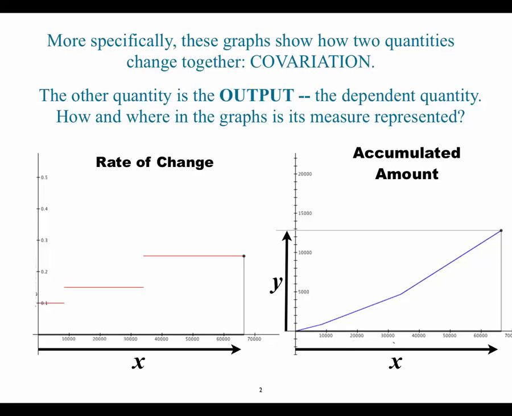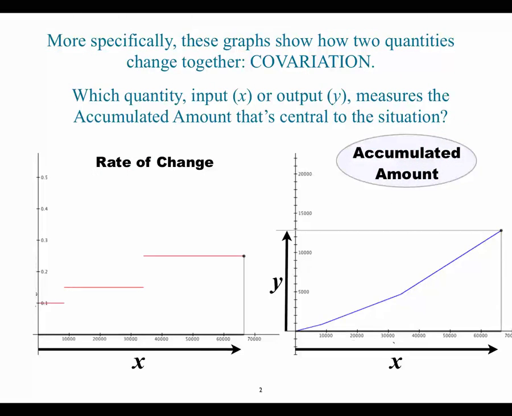So here's a crucial question now. Which quantity, input or output, measures the accumulated amount that's central? Is it the input x quantity or the output y quantity when we talk about the accumulated amount? That's the y. That's what we're talking about. We're accumulating whatever this y is. This is our focal quantity in the situation.